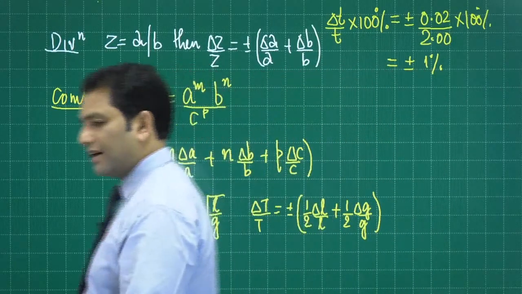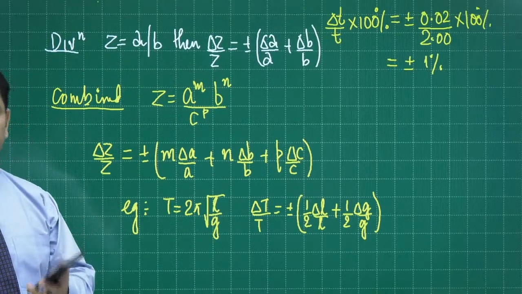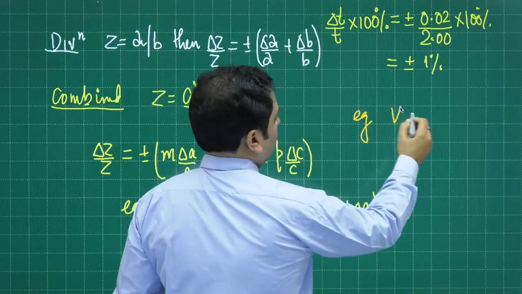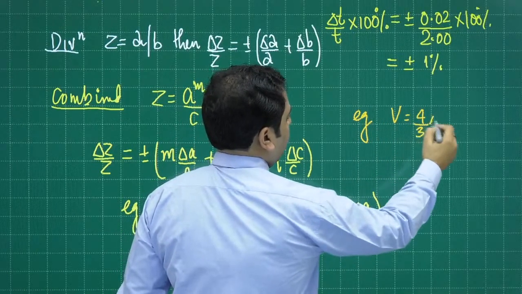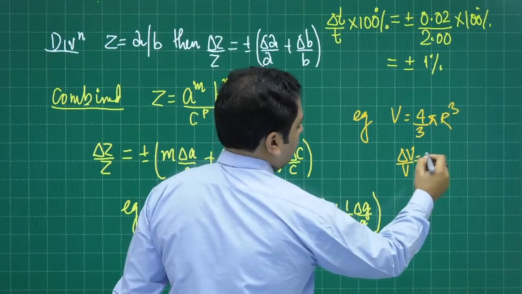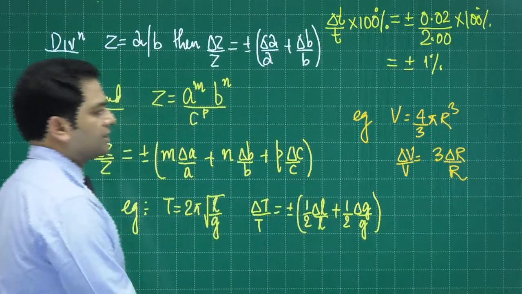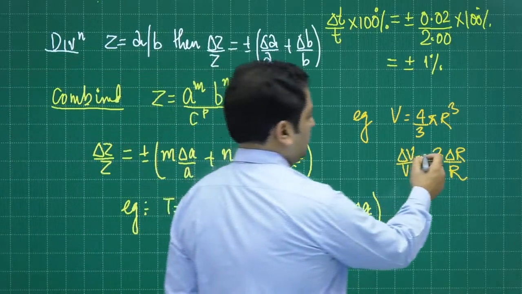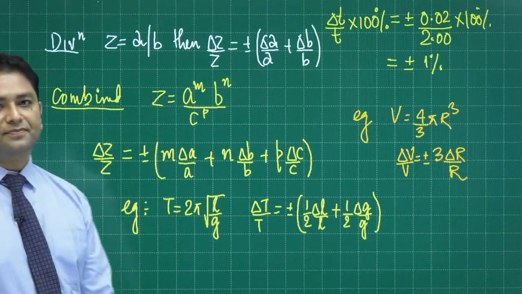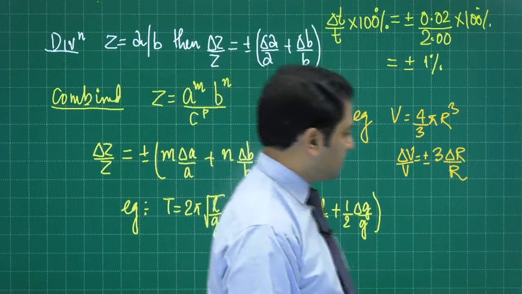One more example I would like to show, because specifically I have found many times students confused with this. Consider the volume of a sphere, 4 by 3 pi r cube. That's going to give you delta V by V is 3 delta R divided by R. This is what you get, and of course with a plus minus sign. Right? But these are the regular featured questions.